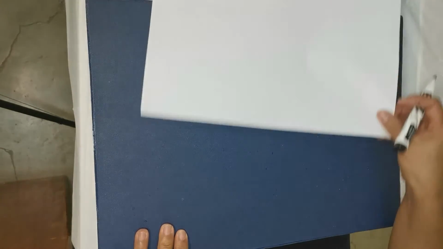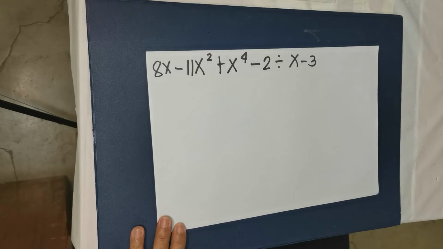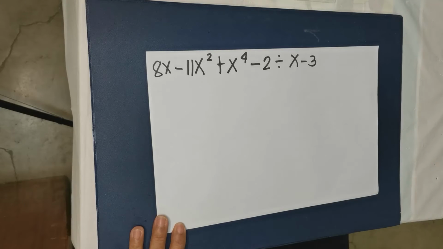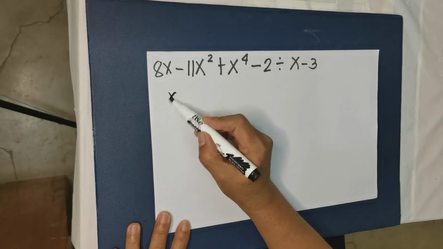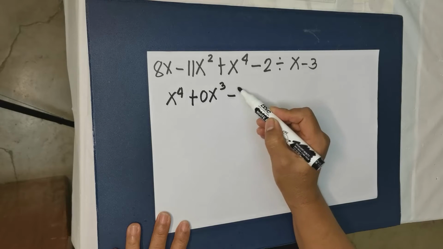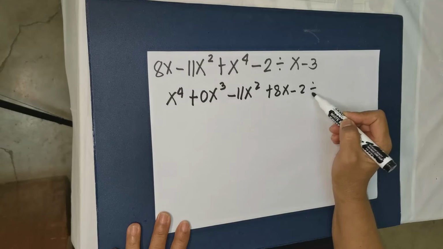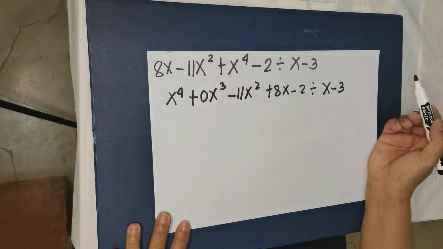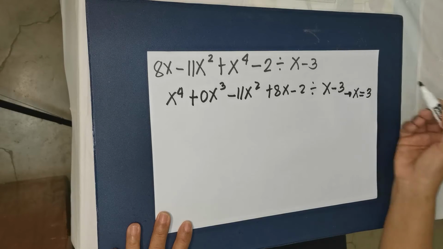Okay? Another example. Try to notice our third example. Our terms are not arranged in order. And aside from that, x cubed is missing. So we are going to write first our given according to the degree of your exponent. So we will start with our x raised to 4. Our x cubed is missing, so that is your 0x cubed minus 11x squared plus 8x minus 2 divided by x minus 3. Again, here, what is the value of our x? Our x now is positive 3.